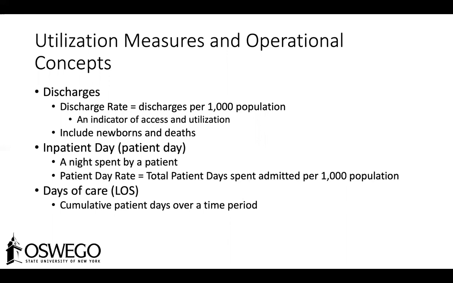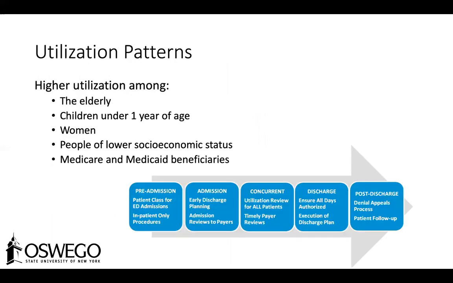When we think about utilization, we know that utilization is higher among the elderly, our older age cohorts. So in our data set, we're going to be doing our analysis by 65 to 75, 75 to 85, and 85 and above. We know that as you get older, utilization increases. So those discharge rates and those patient day rates are going to be higher for those age cohorts.